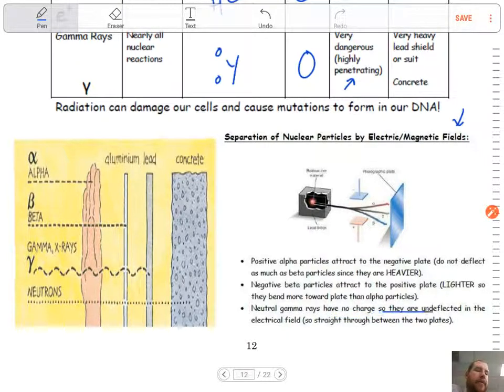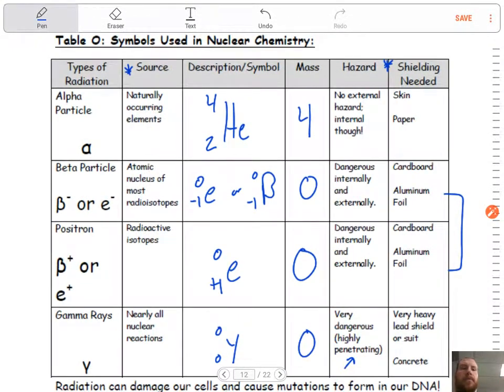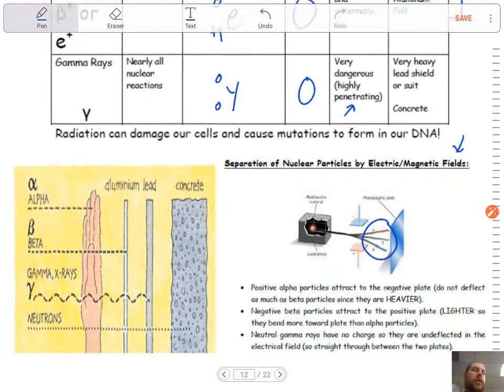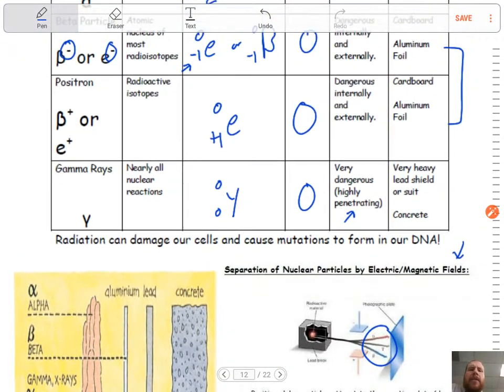Neutral gamma rays have no charge, so they're going to be undeflected in the electric field, and they go straight through. So just keep that in mind. You could maybe be asked a question about that. Alpha is going to go toward the negative because it's overall positive. So alpha, guys, think positive. Beta, right there, is negative in the symbol. And if you look at the atomic symbol there, it's negative. And then you've got those gamma rays, which are neutral, so they're going to pass right through. I don't anticipate you guys being asked about positron, but again, just think of it as positive. They would go toward the negative plate.